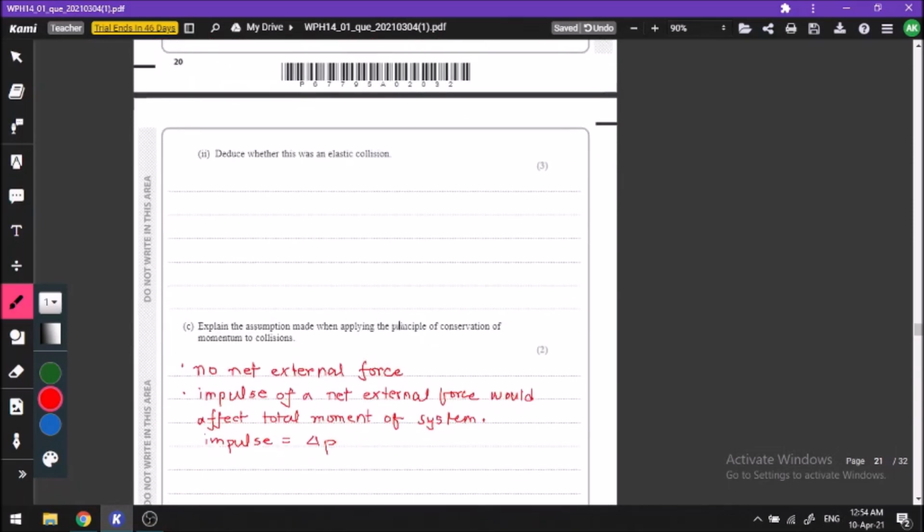Deduce whether this was an elastic collision or not. Well, an elastic collision is a collision where the total kinetic energy before and after the collision are the same. So let us see what the kinetic energy was before the collision. Before the collision, the kinetic energy was half m1 u1 square. The second puck wasn't moving, so u2 is 0, therefore the kinetic energy of the second puck is also 0, so I'm not writing it. So plus 0, just to explain that we do have a second puck and that has 0 kinetic energy.